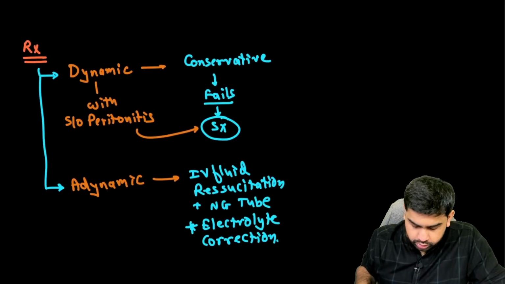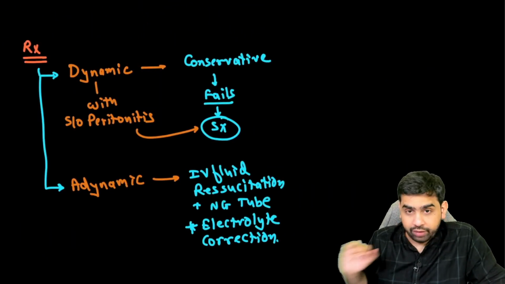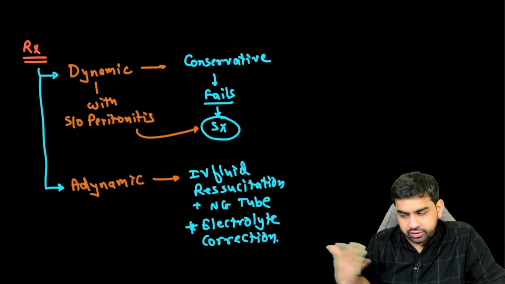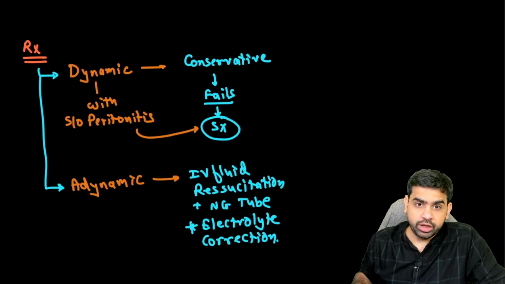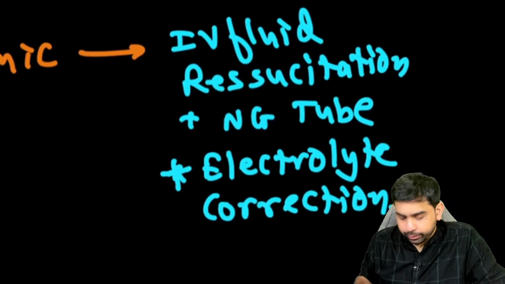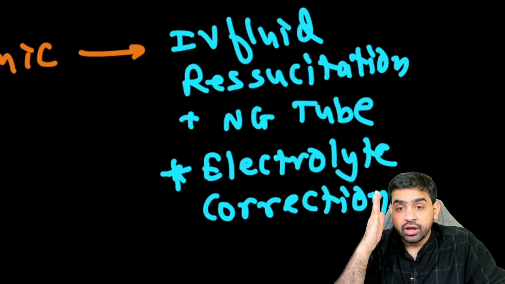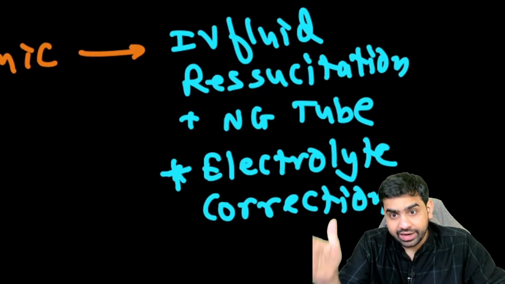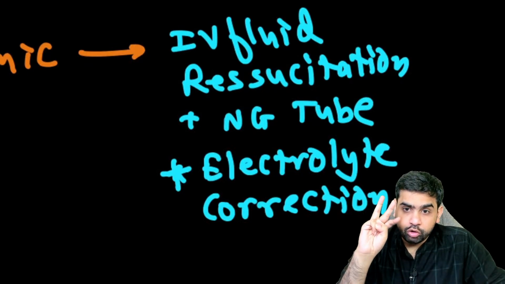Now, obviously, if there is a dynamic obstruction, you'll have to go ahead with the surgery early, because otherwise the bowel will undergo necrosis. But if there is an adynamic obstruction, which is referred to as paralytic ileus, then you have to perform three things.